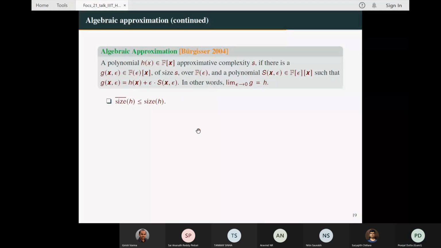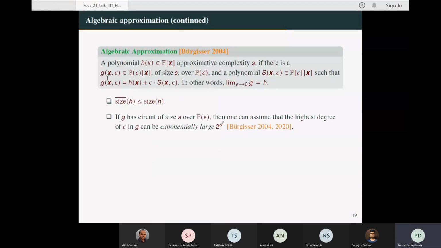Now, if you remember, we assume that G is a polynomial in x and epsilon. What could happen is that even if we are working with size S, the epsilon degree can be exponential. It can be like 2 to the S square or something.